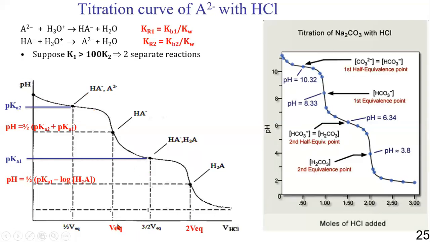Okay, so at equivalence, let's look at the equivalence. What do we have? We will have HA⁻ at the first equivalence, because all the A²⁻ got converted to HA⁻. We have equal number of moles here. This becomes 0, 0. Everything gets converted to HA⁻. Once everything is in the HA⁻, what is this species? Yes, it's an amphoteric species. So the pH is simply equal to half pKa2 plus pKa1, which doesn't really matter which order you put it in.